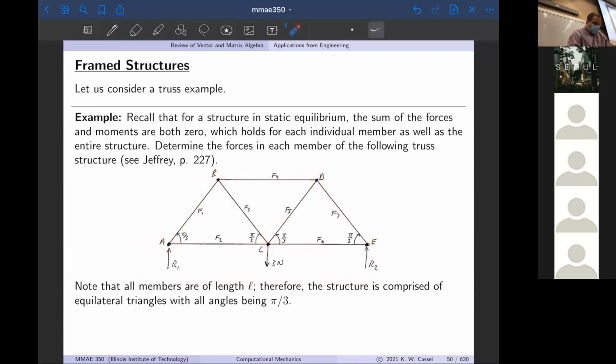Okay, so let's just get started. I won't go through all 5 joints, but let's get our feet wet and remind ourselves how this goes. Now, all of these members are of length L. They're all the same length. So these are all equilateral triangles, and all of these angles are pi over 3, just to keep things simple. So they're all pi over 3, and the lengths are L.